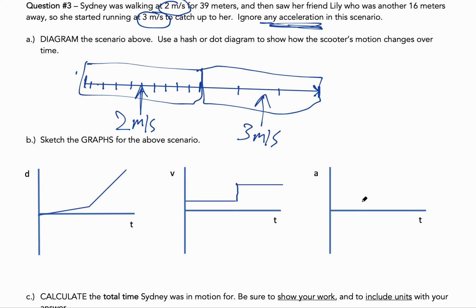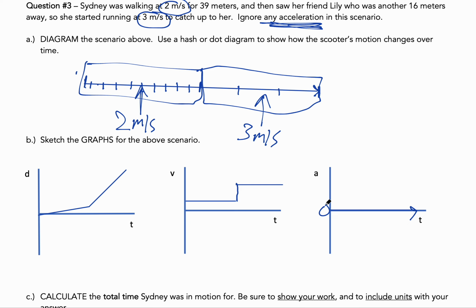This part's actually a bonus on the test, but if you're watching these videos, you'll know how to do it. Since it says ignore any acceleration, think, well, I have no acceleration, I'm just going instantly from one velocity to another. So there's actually no acceleration, so you'd end up on the axis. You'd have 0 acceleration. You wouldn't have a positive, you wouldn't have a negative, it's nothing, no acceleration.